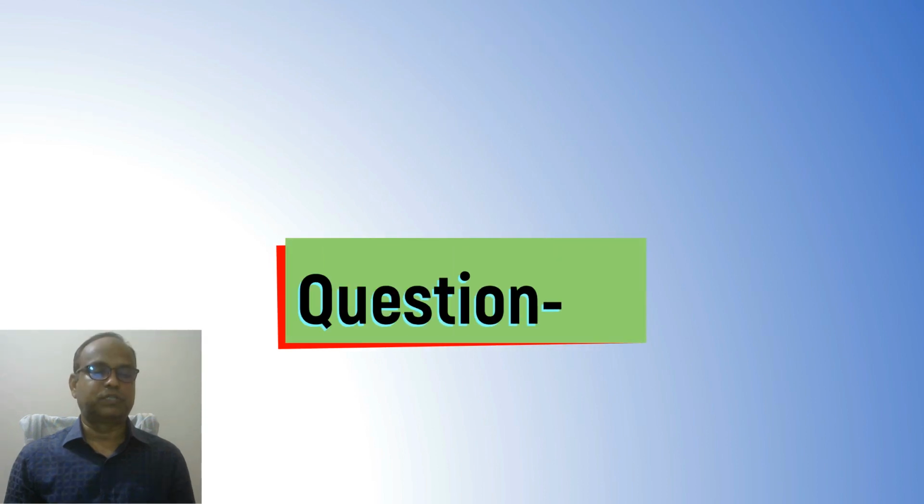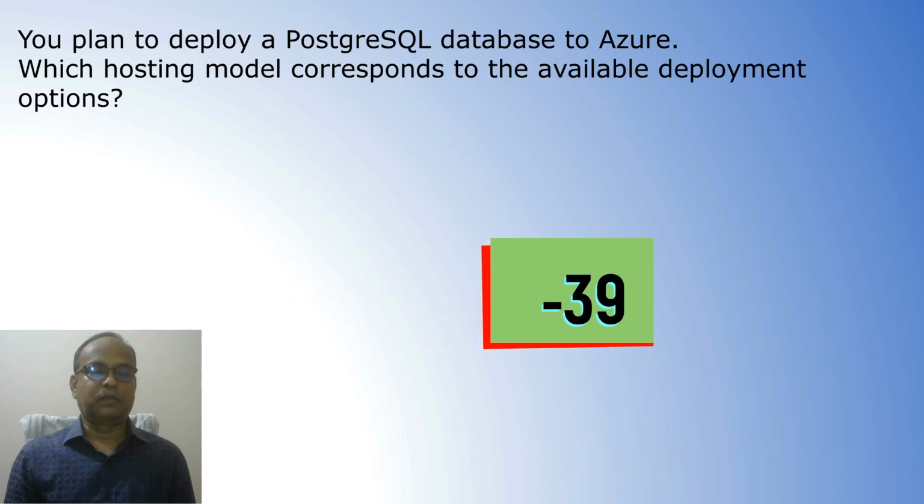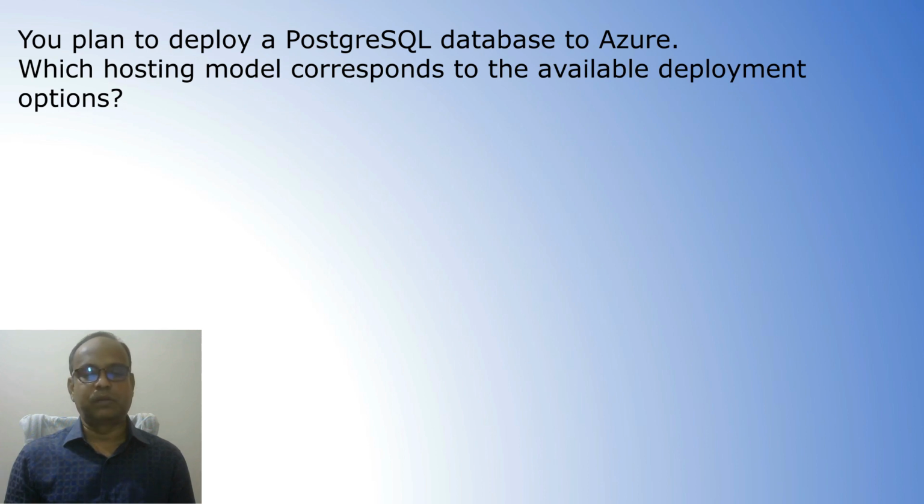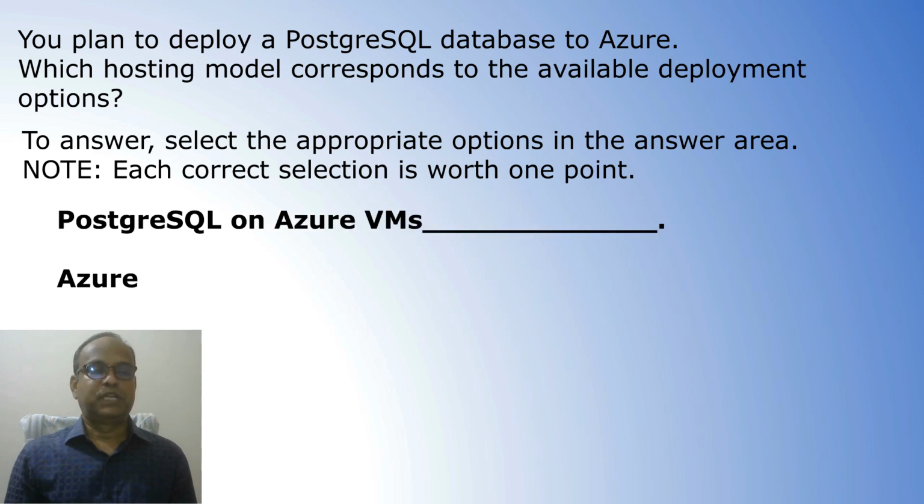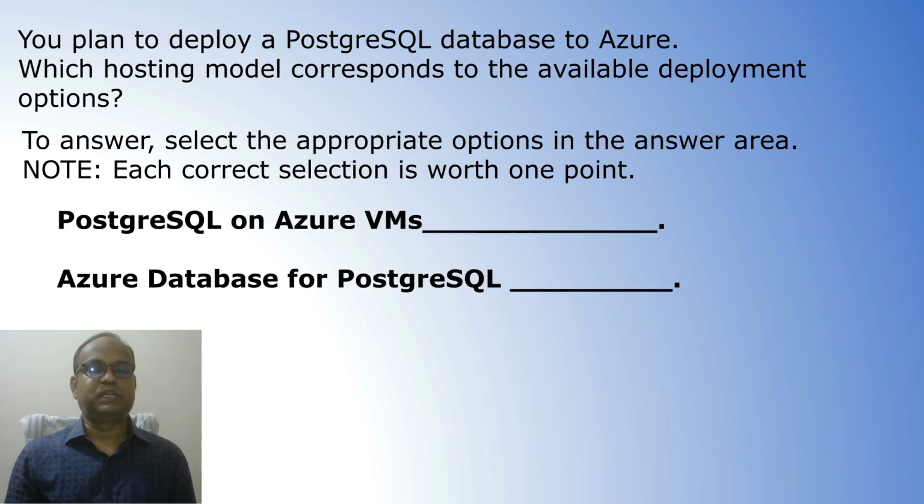Next question. Question number 39. You plan to deploy a PostgreSQL database to Azure. Which hosting model corresponds to each available deployment option? To answer, select the appropriate options in the answer area. Note, each correct selection is worth 1 point. PostgreSQL on Azure VMs, dash. Azure database for PostgreSQL, dash.